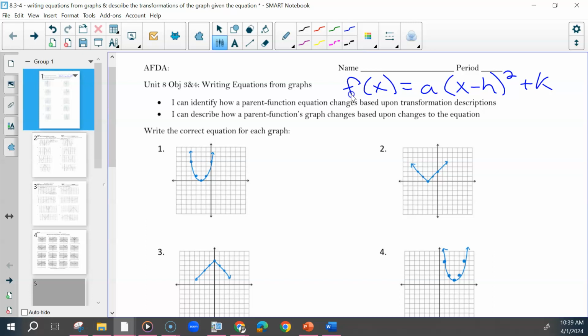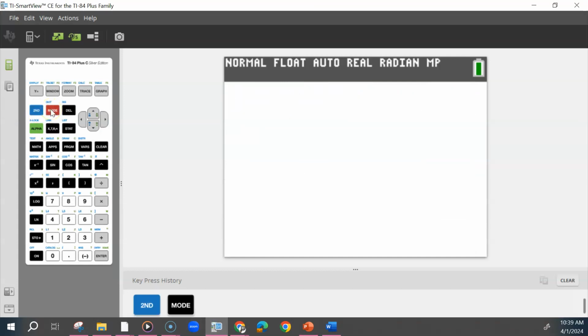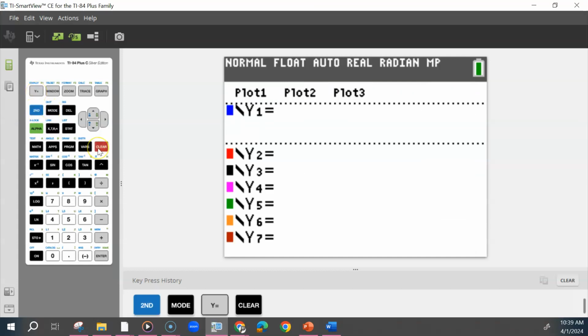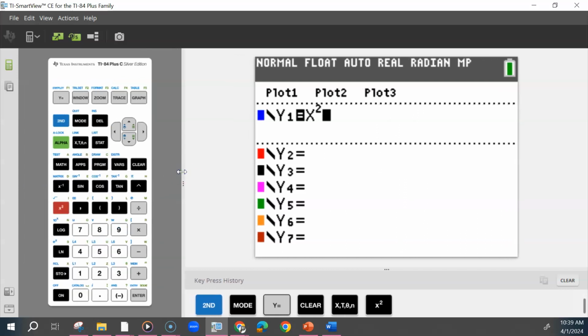So, parent function, the original, if we don't remember, we can always put it into the graph. It's a U shape, so that would be your x squared parent function. So put that into your y equals.